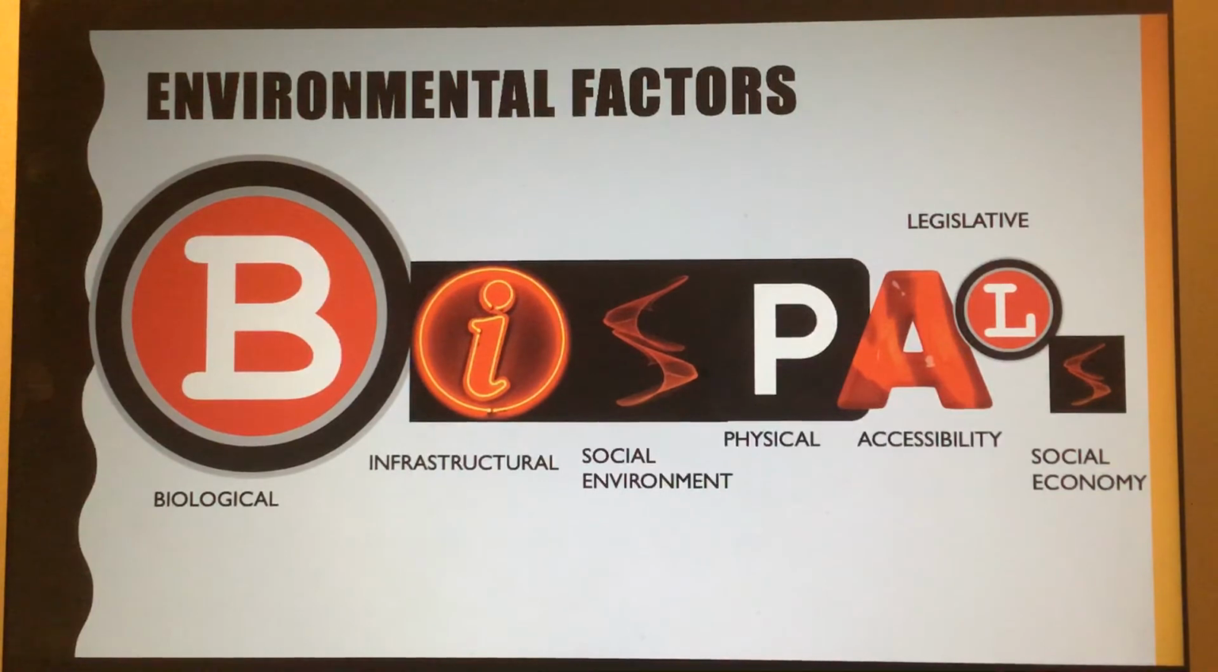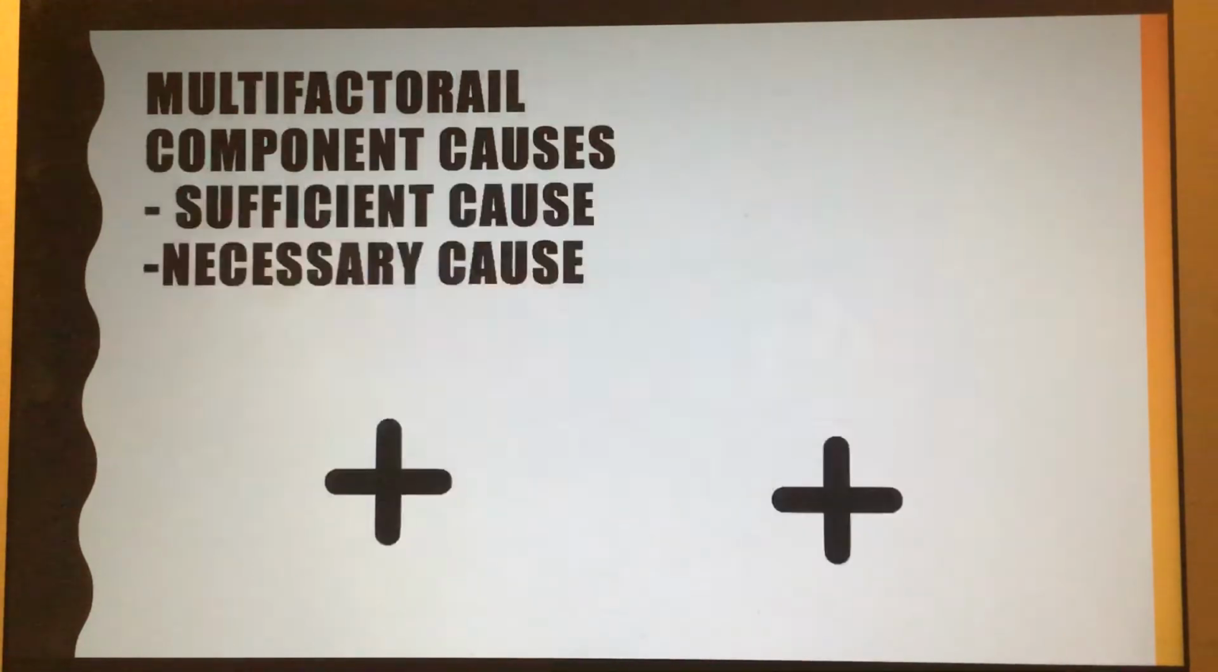So infrastructural, we are referring to the place you live in, the infrastructure that is available in your community. And for social environment, and you have physical factors. Accessibility, we are referring to accessibility to healthcare. And legislative, we are referring to the law or some legislations in your country. And you have socioeconomy. So multifactorial.